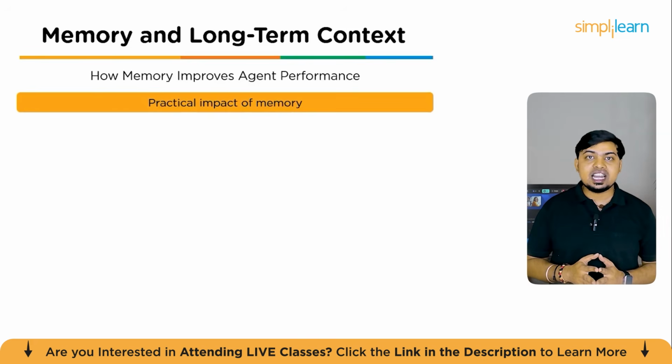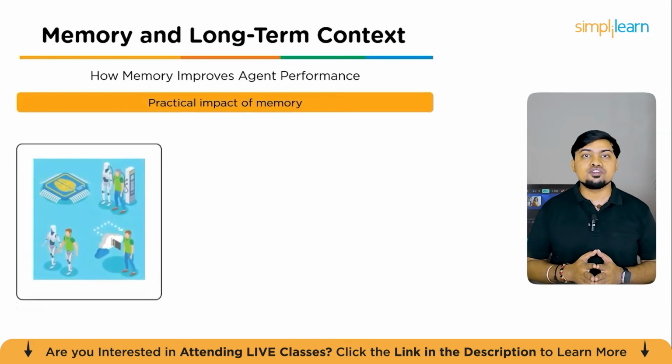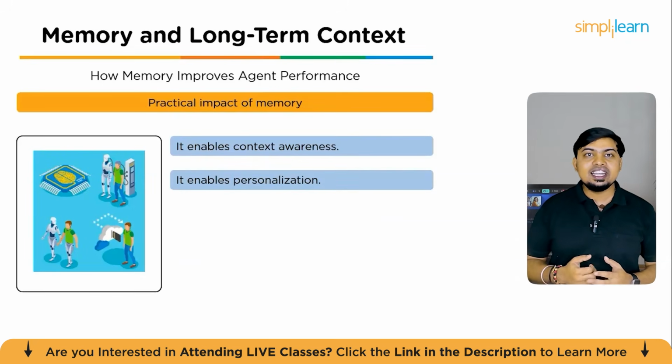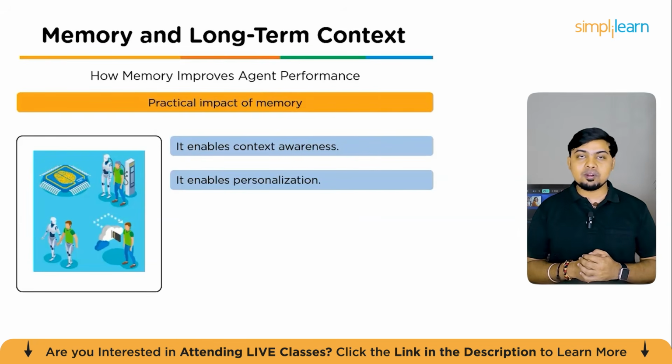Now, let us understand how memory improves AI agent performance. So let's talk about the practical impact of memory. Memory improves agent performance across multiple dimensions. It enables context awareness. Agents can reference previous interactions and maintain continuity without repeating work. Now, the second one, it enables personalization. AI agents can adapt to individual users, remember preferences, and provide tailored responses.